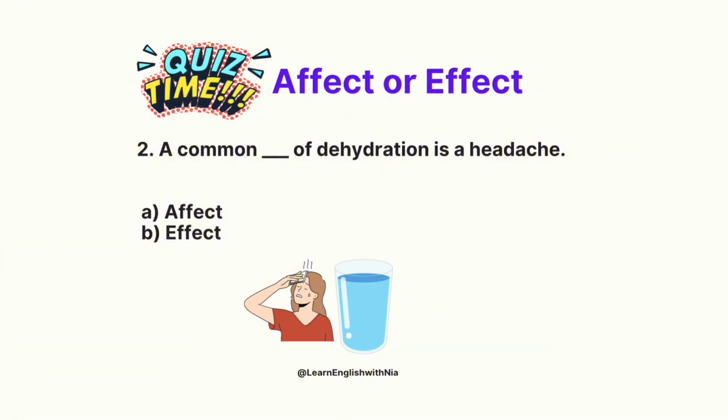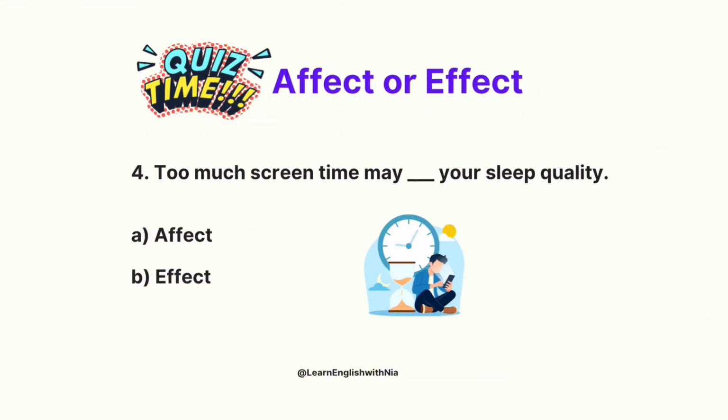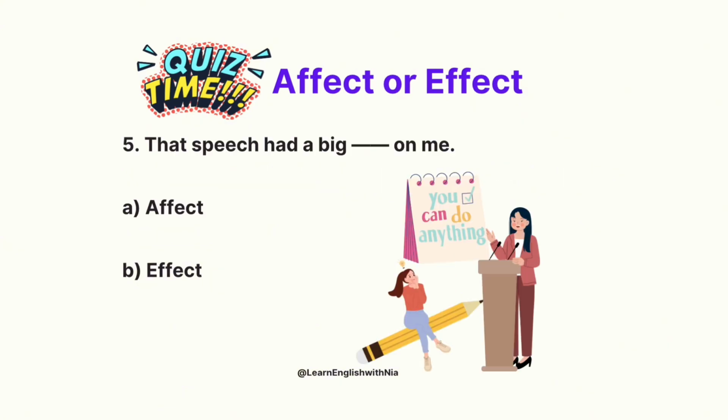And the next question. Climate change has blank weather patterns around the globe. Is it affected or effected weather patterns around the globe? Number 4. Too much screen time may blank your sleep quality. Is it affect your sleep quality or effect your sleep quality? What does too much screen time result in? And number 5, that speech had a big blank on me. Is it affect or effect? Note the answers and I will reveal the result right now.